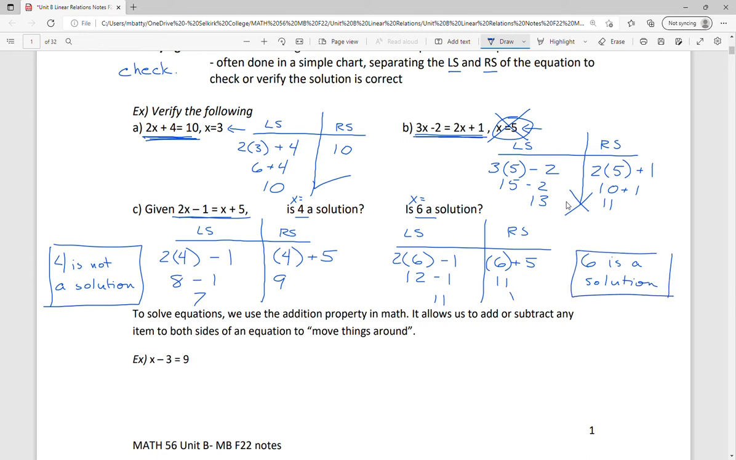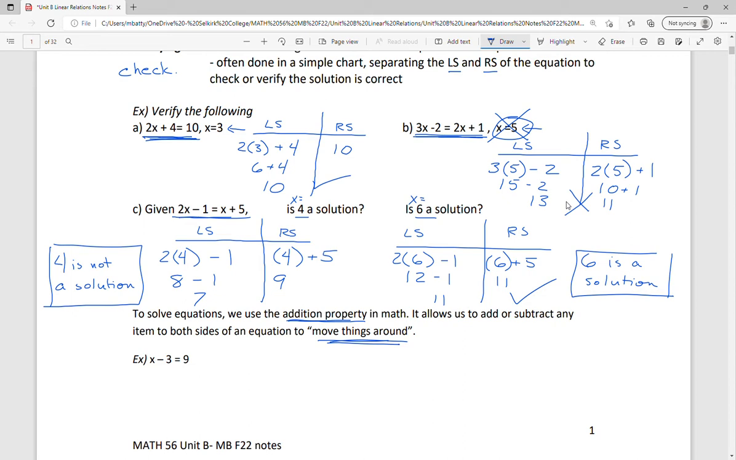Now, if you were to just try all the numbers to try and find a solution, it would take you a heck of a long time to do the next pages. So we're going to use a property in math that gives us a strategy to solve these things. So we're basically going to move things around so that x equals just one number. So the addition property in math says we can add or subtract anything to either side of the equation so long as we treat them the same.